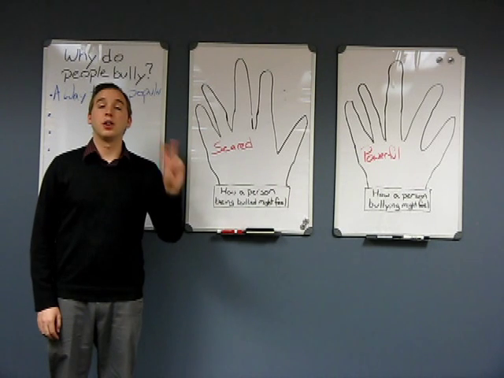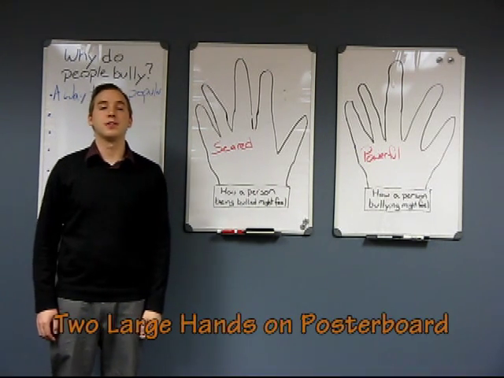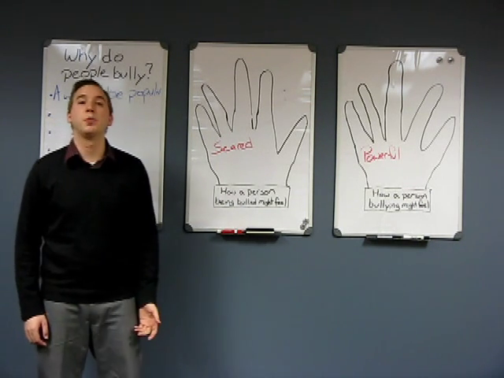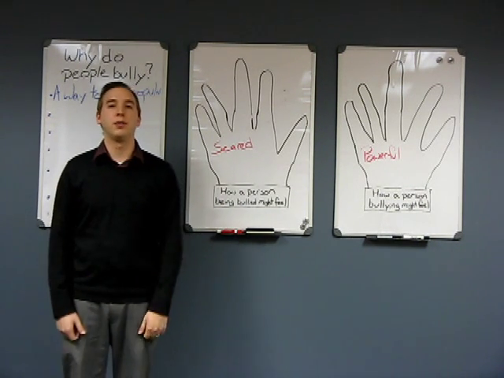It can be used as either a hook or a main activity and should take about 5 to 10 minutes to complete. All that's required for this activity are 2 large hands cut out of poster board and some markers. For the purposes of this demonstration, we'll use the whiteboards, but you want to make sure that when you're cutting the hands out, they're large enough to be written on.